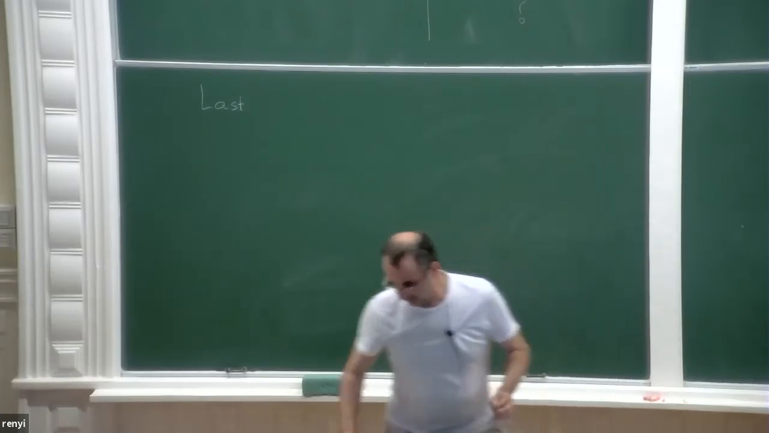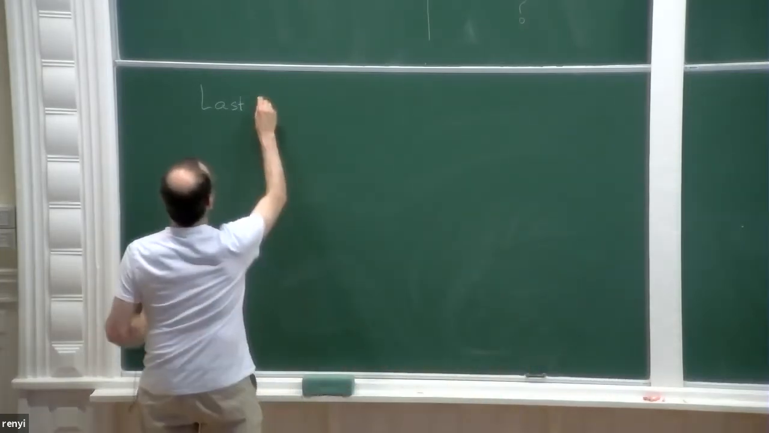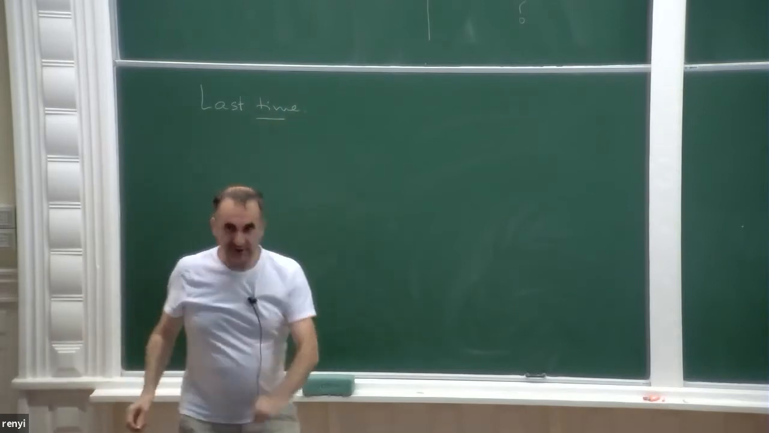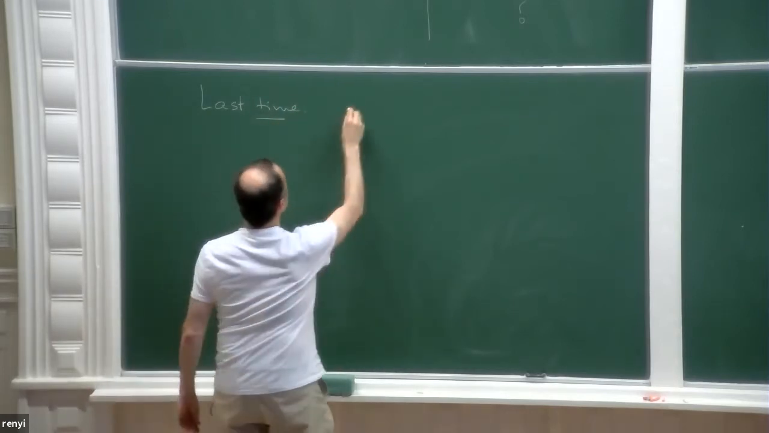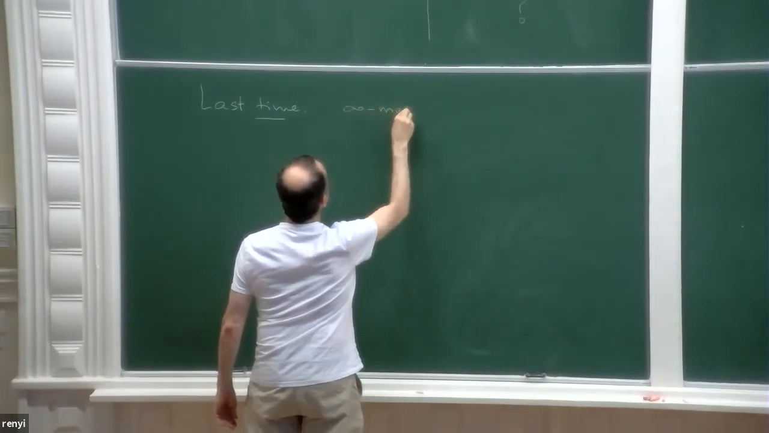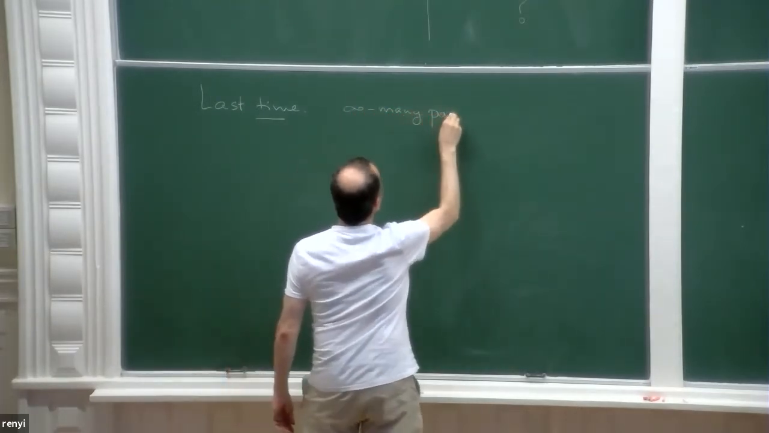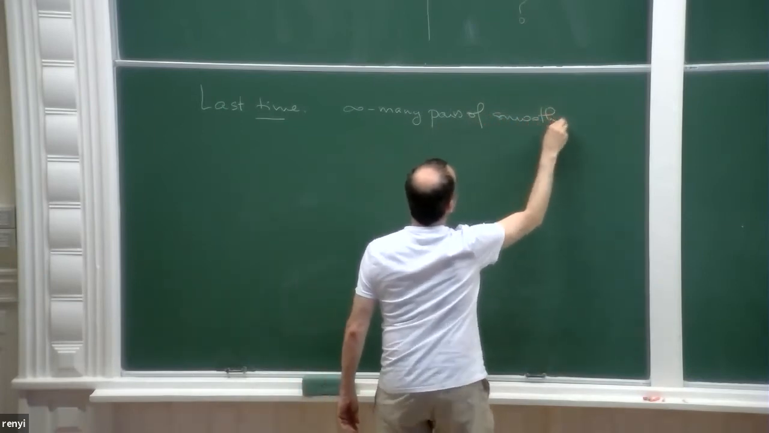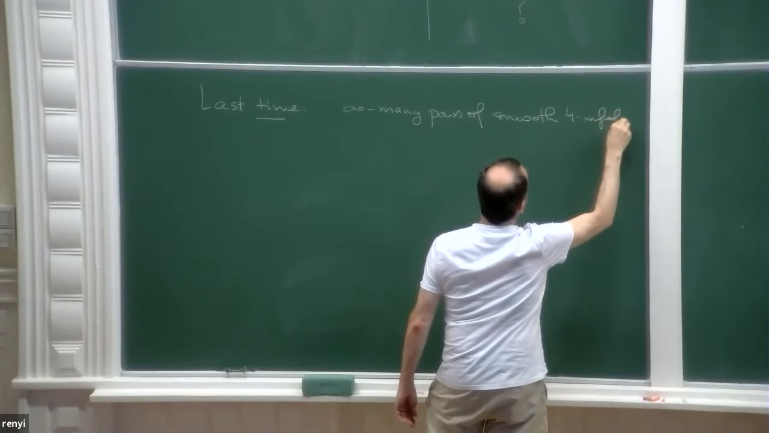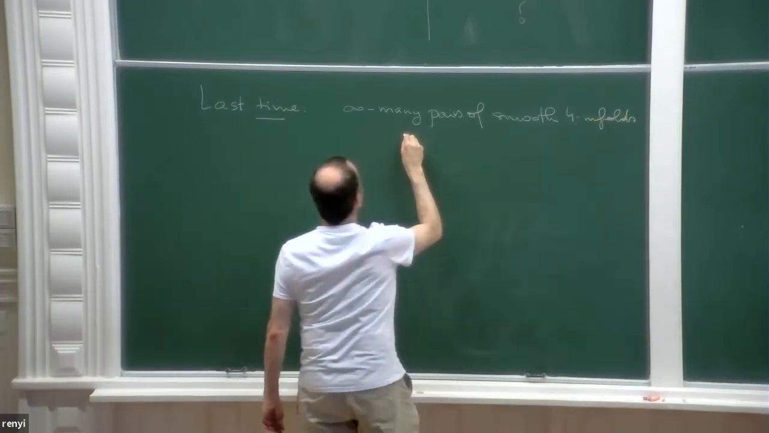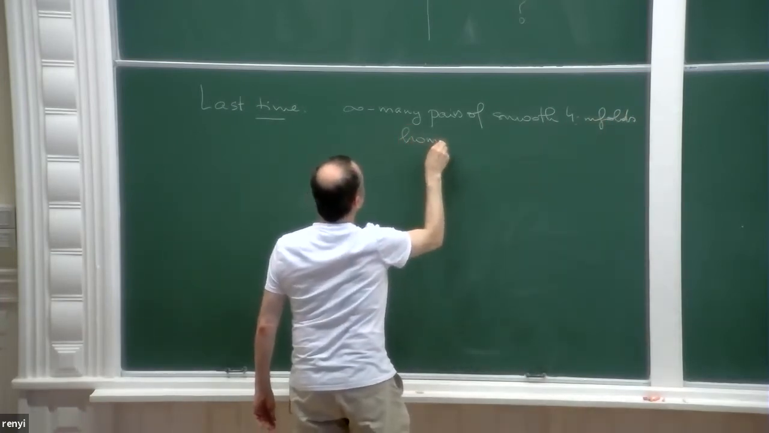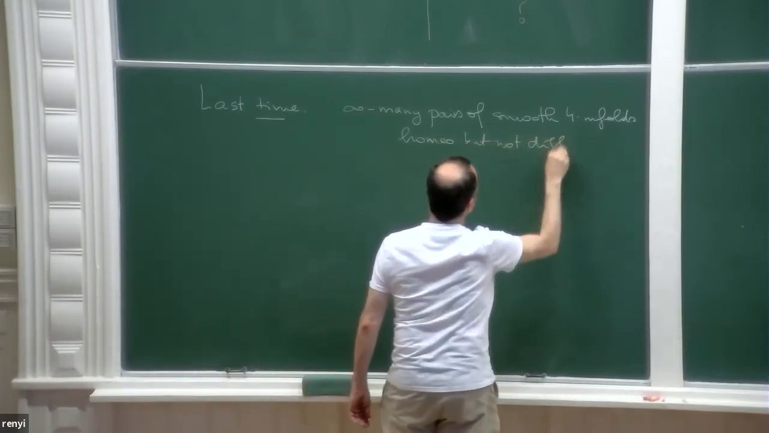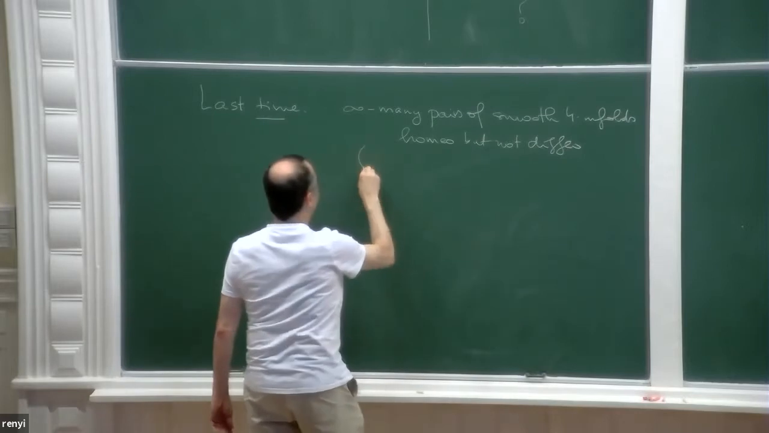Okay, so last time we concluded the lecture by producing infinitely many pairs of smooth four manifolds which are homeomorphic but not diffeomorphic.